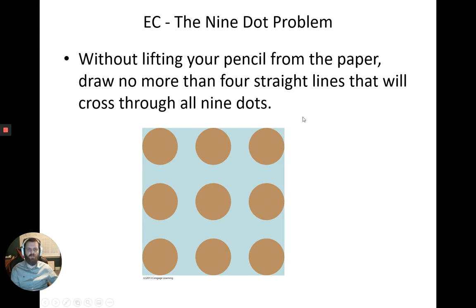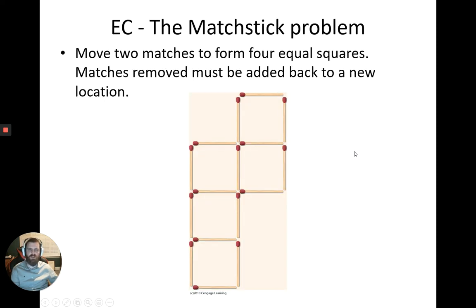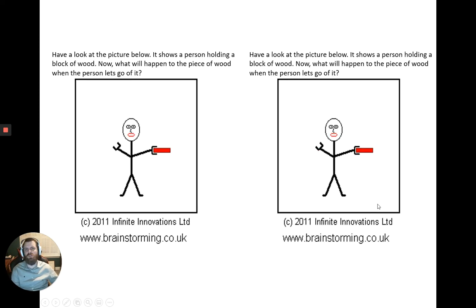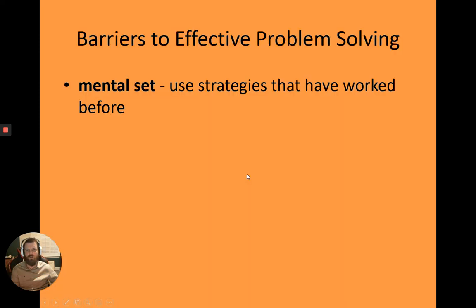This is the 9-dot problem. Again, not going to be going over this one right now, but maybe in a future video. And then we've also got the matchstick problem. You can try and figure these out if you want, but I'm just going to explain what generally stops people from solving these problems, or most people. And so, sorry about some of these.